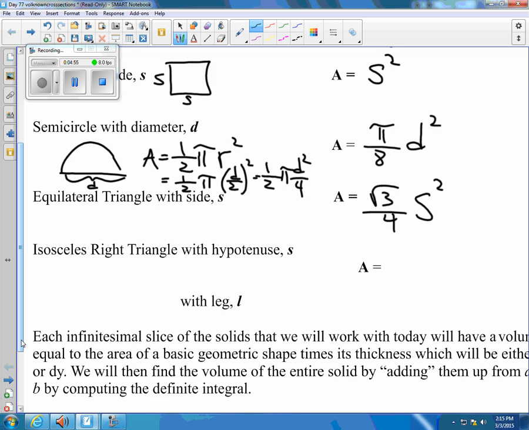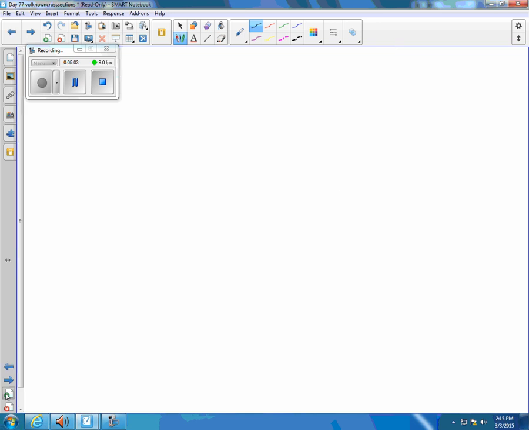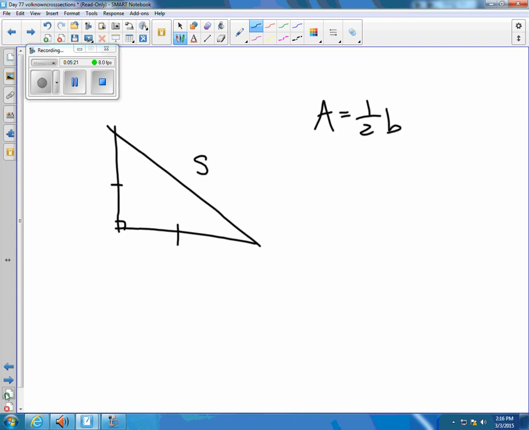Next one we have to know is the area of an isosceles right triangle with hypotenuse S. Well, again, the area of a triangle is 1/2 base times height. So we'll use one of the legs as the base and the other as the height. We know they're both the same. So let's find out what they are in terms of the hypotenuse S.